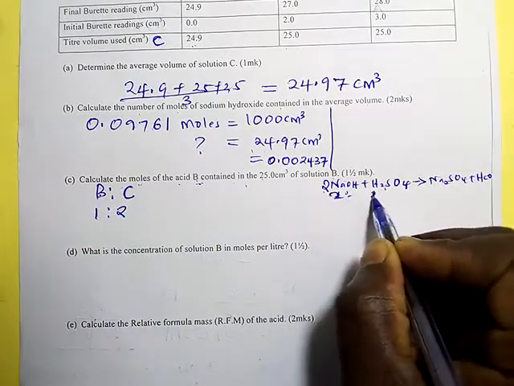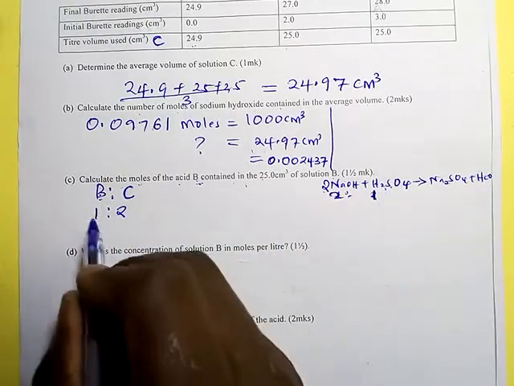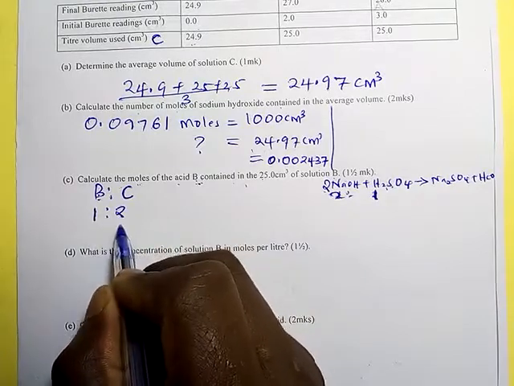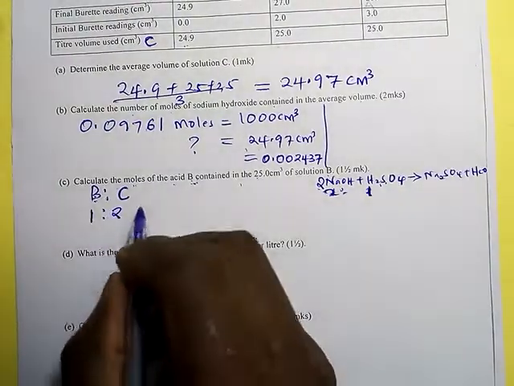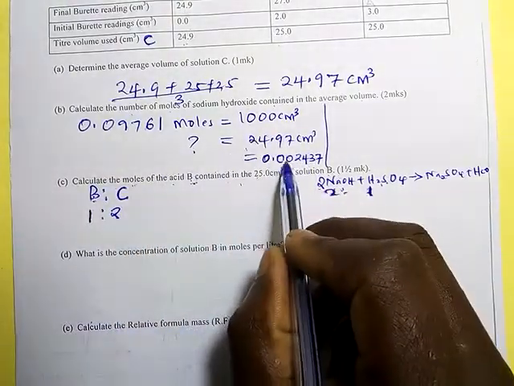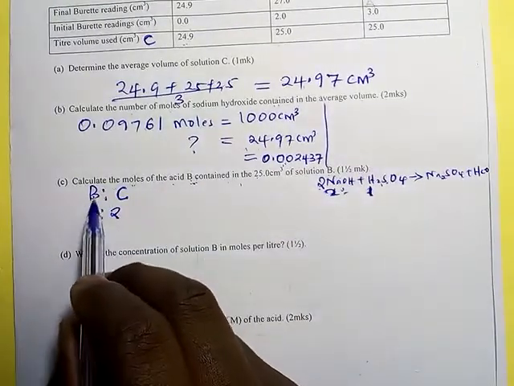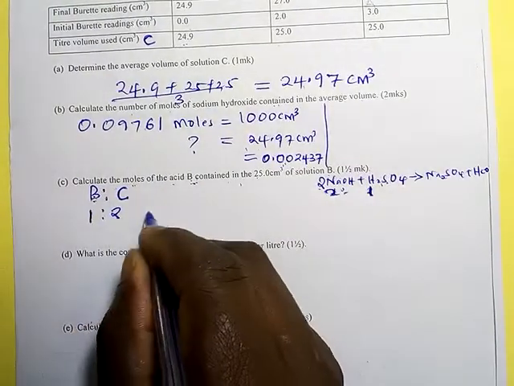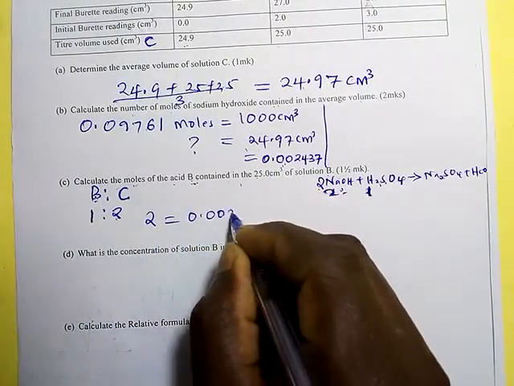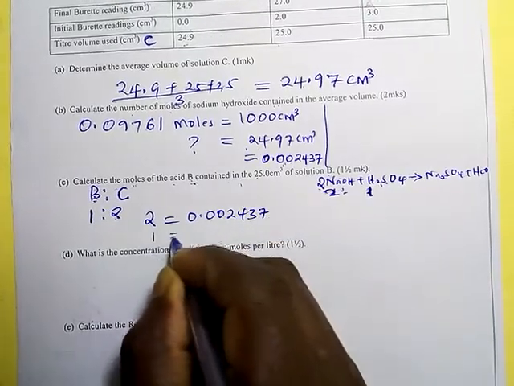So this being a diabasic acid, the ratio, 2 to 1. B being a diabasic acid like sulfuric acid, it will have 1 and the base will be 2. That's what I have done. Now since we know the number of moles of C that was used, we can easily get the number of moles of B, because we will say if 2 equal to 0.002437, 1 will be what?